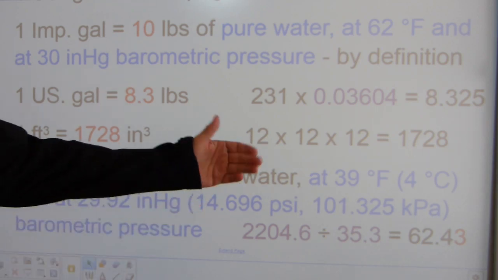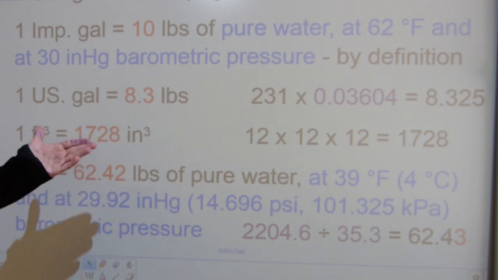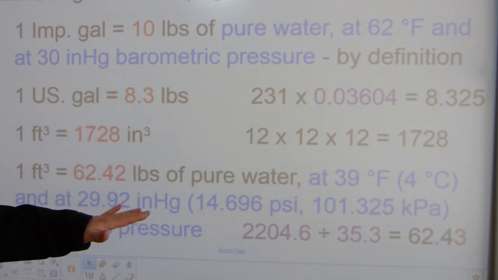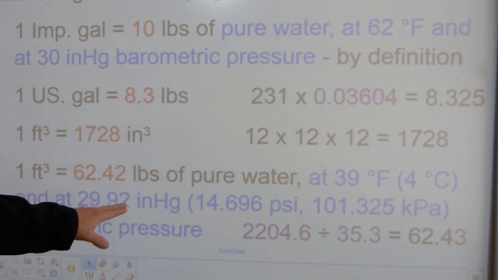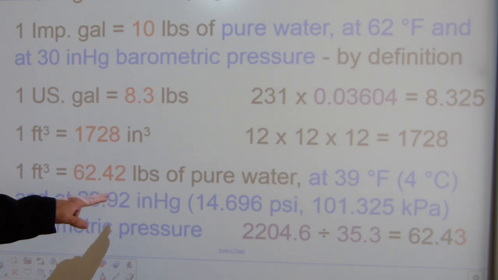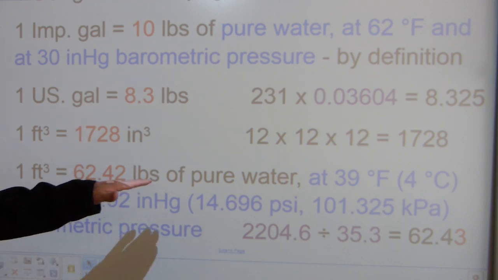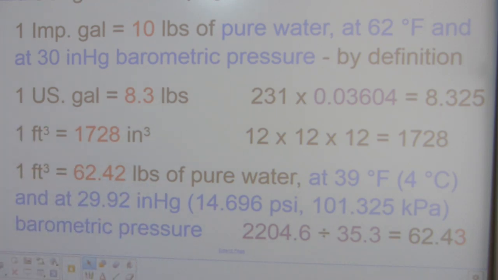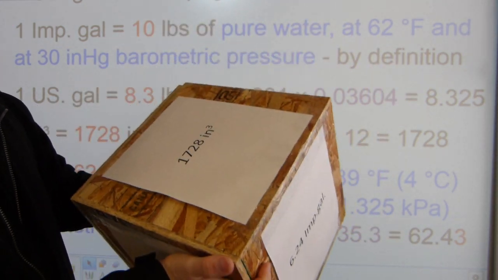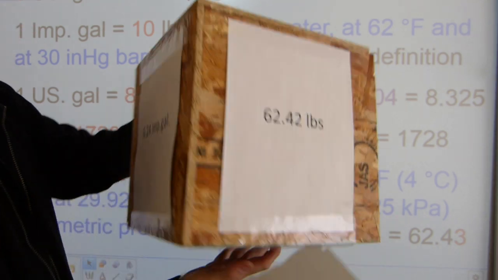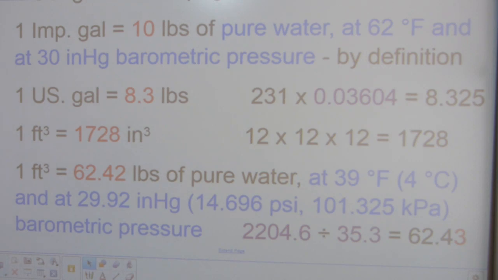It's actually not exactly, it's 3.98 or something like that Celsius. So where water is densest at that temperature and at mean sea level or average sea level in normal gravitational 45 degree Earth latitude, if this cubic foot is filled with water, it's gonna weigh 62.42 pounds. Now your textbook might say 62.43.